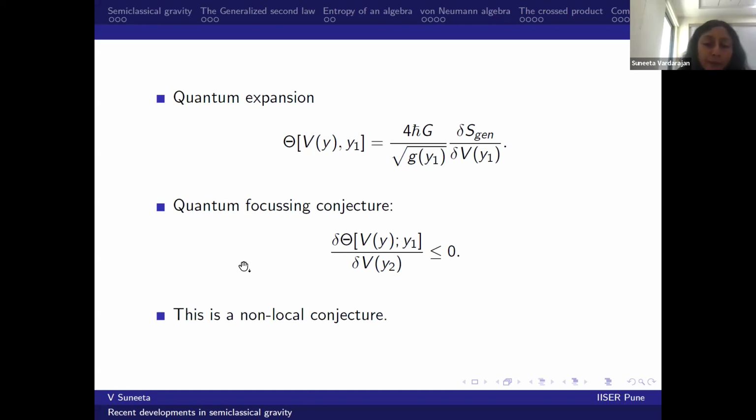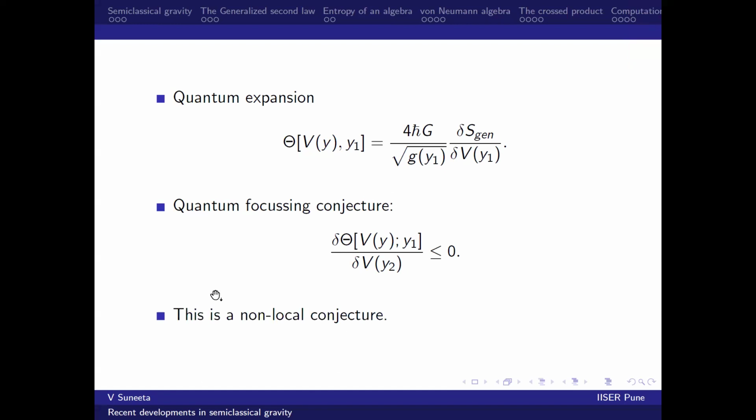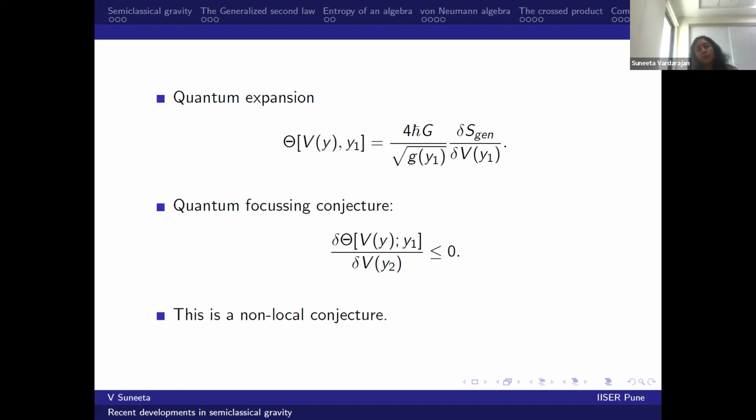Now the thing to remember is... Suneeta, there is a question. Sure. He is asking whether this formula holds for modified gravity. So this formula is proposed for Einstein gravity. It's not proposed for other theories of gravity. You can probably propose that, and someone may have already done that. But the point is that even for Einstein gravity, it's not proved yet. So this is an open conjecture in semi-classical gravity.